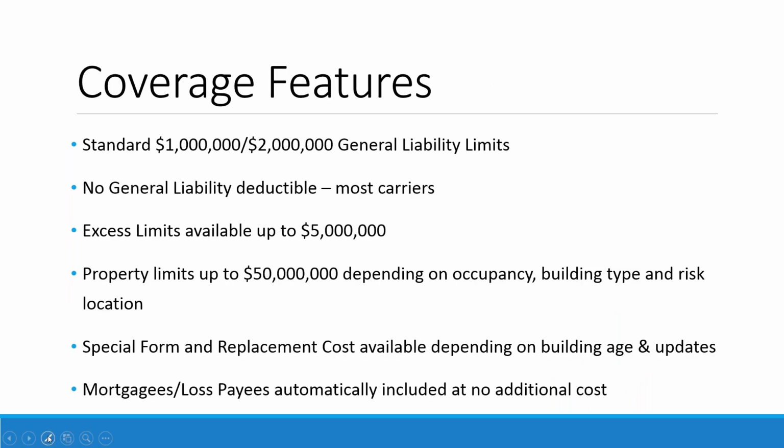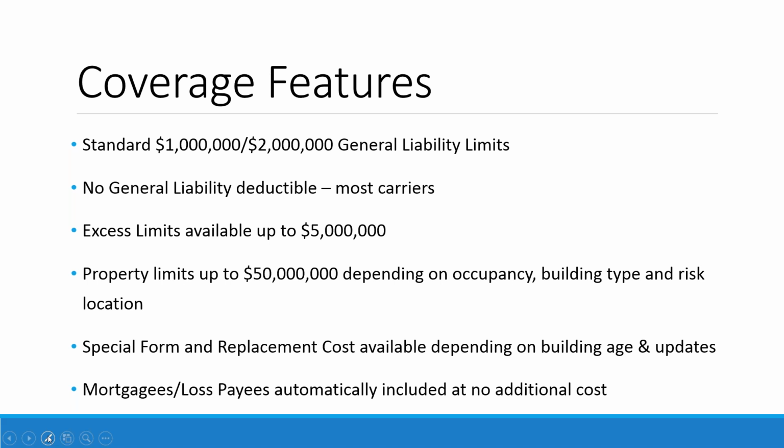And then just some coverage features to go over. Most of my markets offer standard 1-2 GL limits. Some carriers I have will offer 2-4, and if they can't and they need higher limits, we can definitely offer you an excess quote or an umbrella quote, depending on what other coverages we're going over, up to $5 million. Most of my carriers do not have a general liability deductible for lessor's risk, so that's always nice.